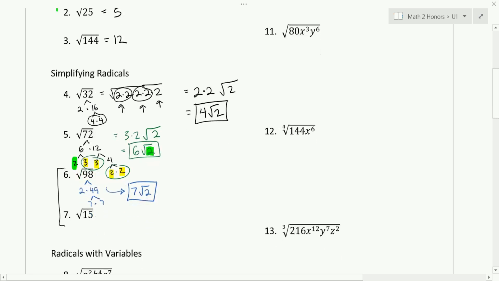But something weird happens with number 7. You get the square root of 15. There's only one way to split that up, 3 times 5. And you have no pairs. So what do? You could do square root of 3 times square root of 5, but that's actually considered less simplified. And so they just say leave it. Square root of 15, that's all we can do. Okay.